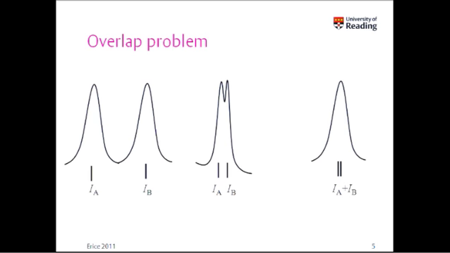Just following up on the overlap problem, because it is key. If we have a well-resolved set of peaks, we have no trouble estimating the intensity of the first peak and the intensity of the second. If these peaks are accidentally overlapping, for example here, we still don't have any great problem estimating, because we're modelling the peak shape and we'll get back out of that a reasonable approximation of IA and IB. Not as accurately as we get here, because there'll be a degree of correlation between the intensities, but nevertheless, very good for most purposes.